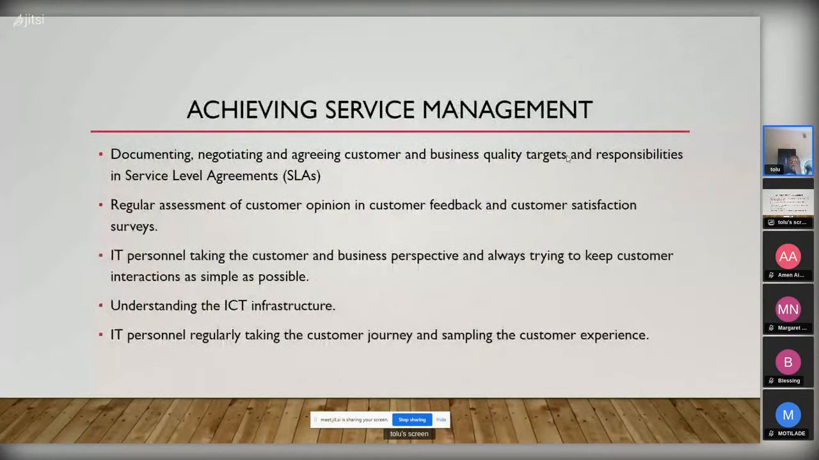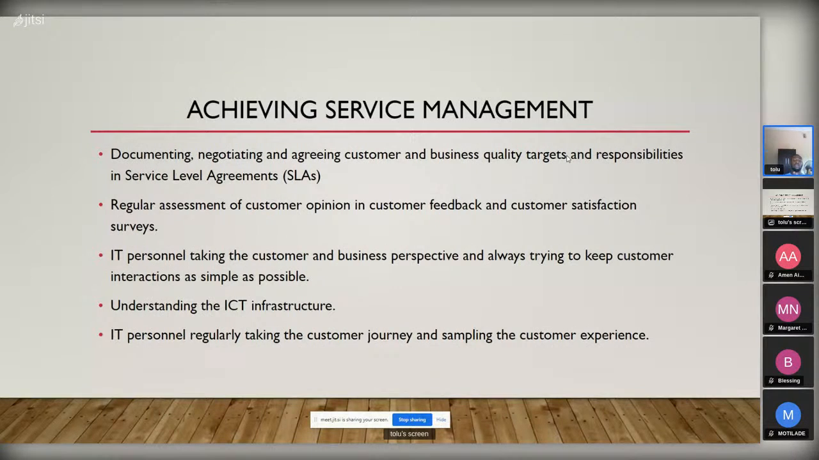Achieving service management. To achieve service management, you must document, negotiate, and agree on customer and business quality targets. You must agree on targets for both the customer and the business in the service level agreement. We talked about service level agreements: they are the targets that have to be met, what you have to meet for the service to be complete. That's the service level agreement.